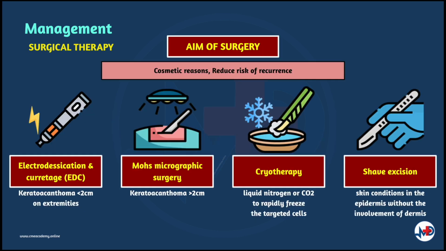Surgical management is indicated for cosmetic reasons and to reduce risk of recurrence. For keratoacanthoma less than 2 cm on the extremities, electrodesiccation and curettage are indicated. For lesions more than 2 cm, Mohs micrographic surgery is done. Seborrheic keratosis is managed by cryotherapy, which uses liquid nitrogen or carbon dioxide to rapidly freeze the targeted cells and result in cell death. Shave excision is reserved for skin conditions in the epidermis without the involvement of the dermis.